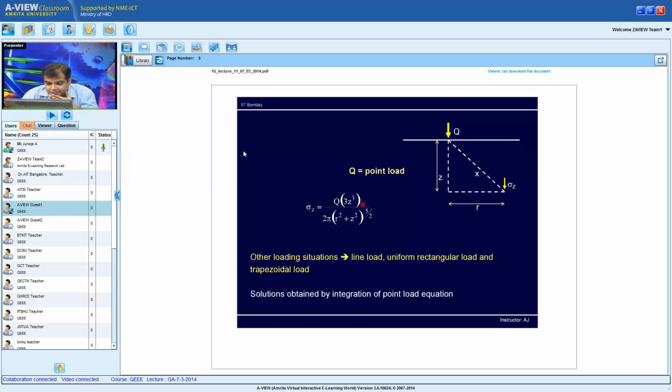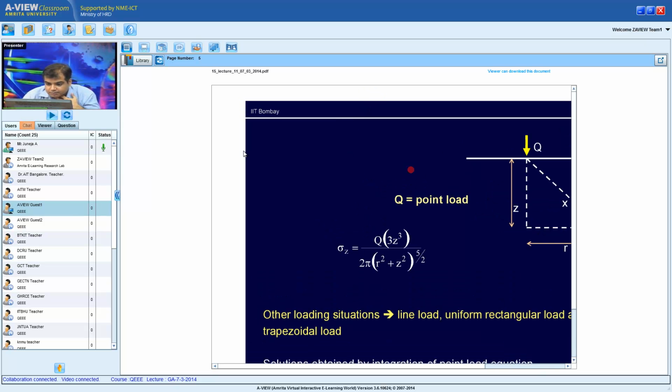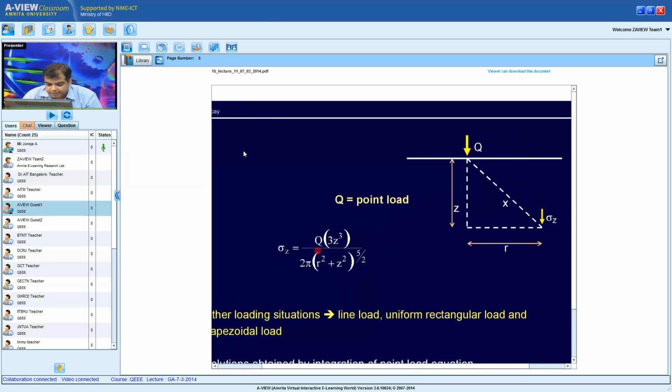So we have an equation over here. I'll just zoom in. Okay, so that's sigma z, the stress induced at a depth, which is 3Q z cubed by 2 pi, times r square plus z square whole to the power 5 by 2 in the denominator. Now this is for the Boussinesq case if you have a point load.